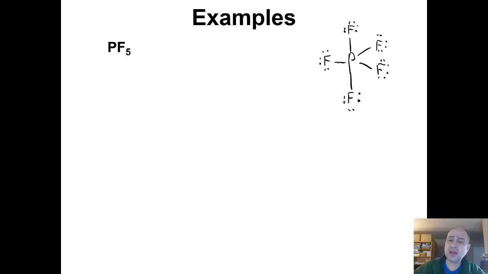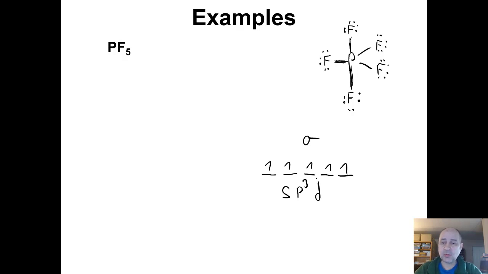You can simply say that, well, we have 5 regions here, so we need 1, 2, 3, 4, 5 orbitals, and these are all sigma bonds, so every single one of those has a single electron in there. So those are my 5 sigma bonds. In order to accomplish that, I need 5 orbitals from phosphorus. So I'm going to do the s and the 3 p's, and then I need a 5th one, so I'm going to borrow the d orbital.